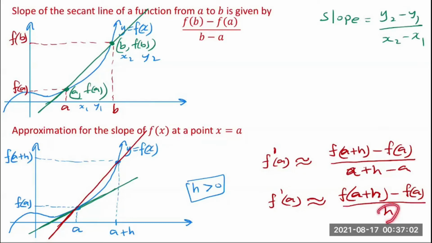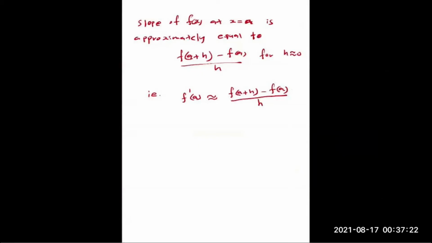Okay, that's the approximation formula. Remember, this is true for H small. We need to make a note of it. For H small, H close to 0, H is approximately equal to 0. When H is approximately equal to 0, this can be approximated by this expression. That's the idea. All right, here is a remark of what we said. The slope of f of x at x is equal to a is approximately equal to f of a plus h minus f of a divided by h for h small, or in other words, f prime of a is approximately equal to f of a plus h minus f of a divided by h.